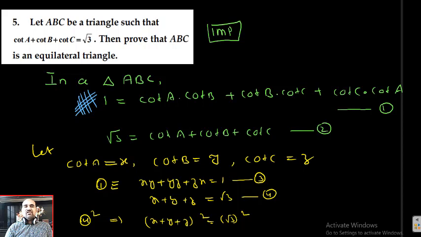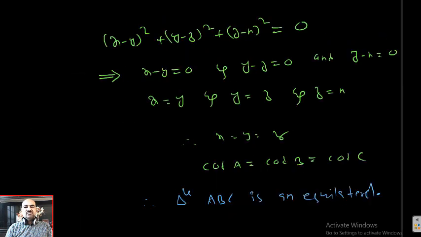Similarly, sigma tan A equals pi tan A in any triangle. Okay, so root 3 equals cot A plus cot B plus cot C, given. For my convenience, cot A is taken as x, cot B as y, cot C as z. So from that I got the result. Okay.